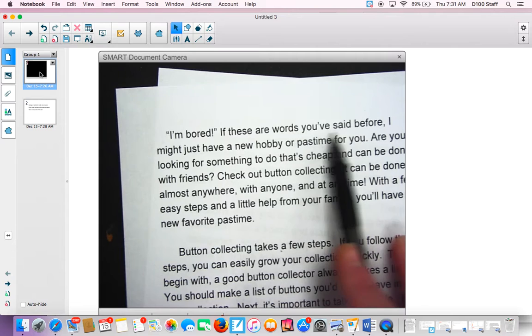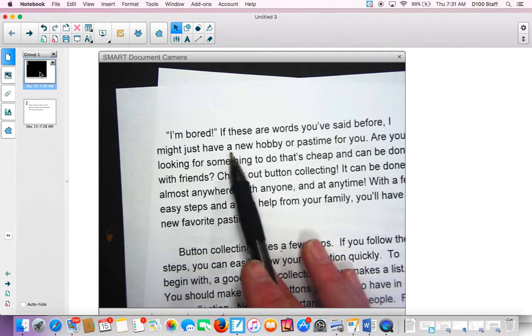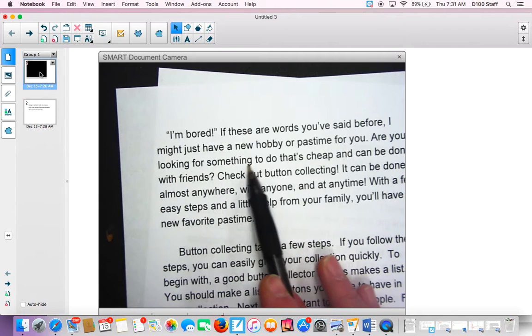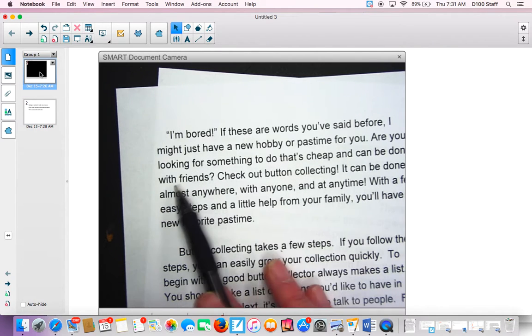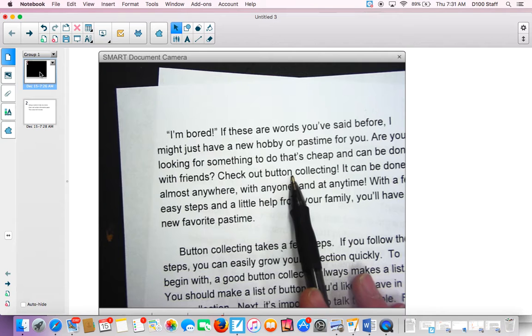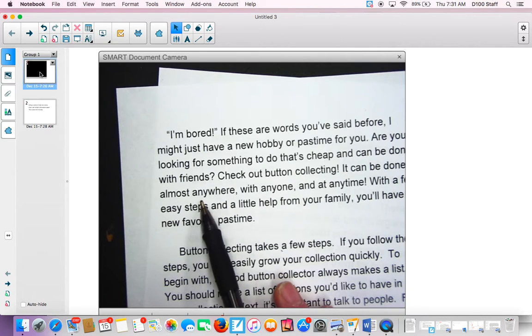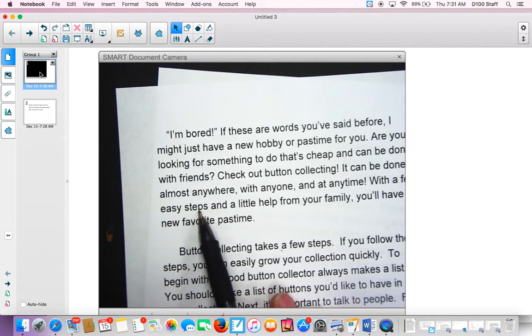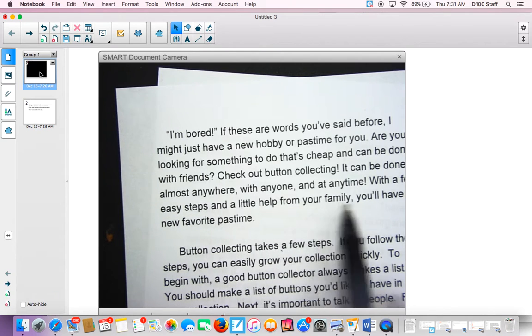I'm bored. If these are words you've said before, I might just have a new hobby or pastime for you. Are you looking for something to do that's cheap and can be done with friends? Check out button collecting. It can be done almost anywhere, with anyone, and at any time. With a few easy steps and a little help from your family, you'll have a new favorite pastime.